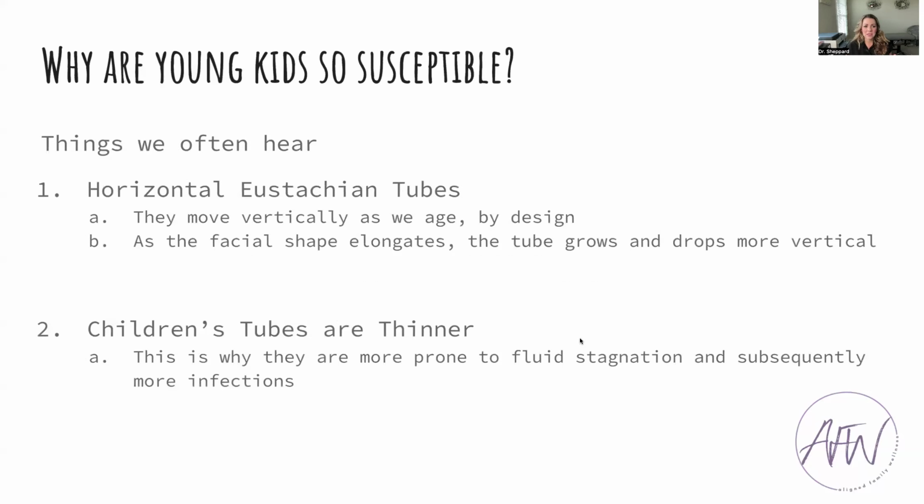So why are these young kids so susceptible? Because you don't hear much about teens or older kids, or even adults, getting ear infections. So some things we often hear is that kids' eustachian tubes are horizontal. Adults' lay a little bit more vertical, and they do move vertically as we age, as our face shape elongates, the tube grows and becomes a little bit more vertical. Children's tubes are thinner, and that's why they're more prone to fluid stagnation and subsequently more infections.